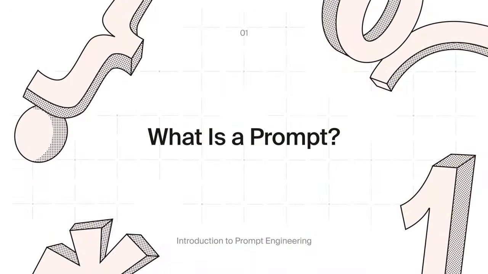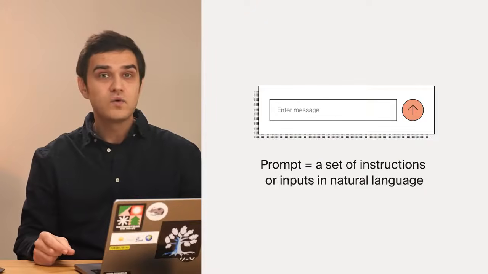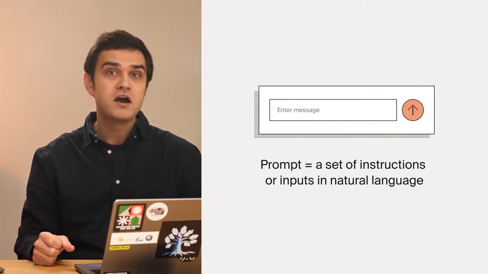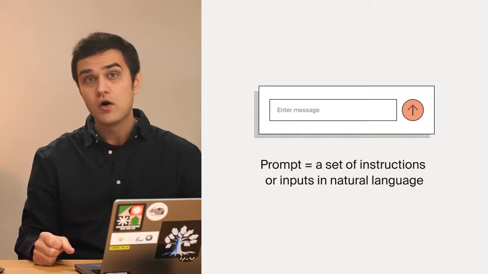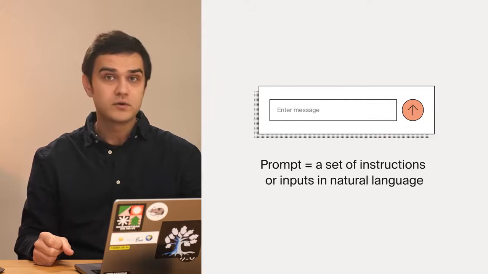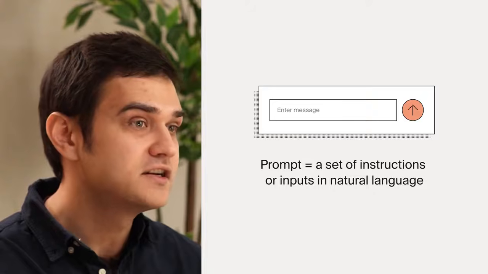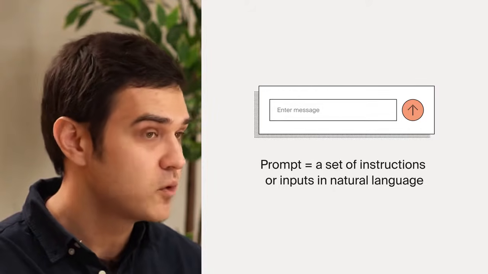In this lesson, we'll discuss the basics of prompt engineering and explore what makes prompts effective. Let's start with the basics. What is a prompt? In the world of generative AI, a prompt is a set of instructions or inputs written in natural language. These instructions guide the AI model in performing a specific task. Essentially, a prompt is anything you enter into a chat with a large language model.